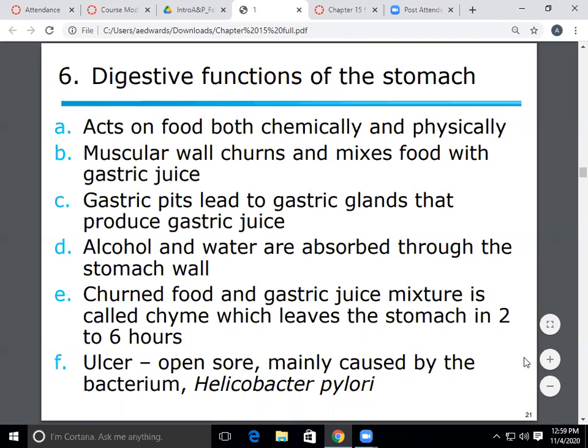All right, so ulcers, okay, this is a medical term related to the stomach. These are open sores in the stomach, and they're typically caused by a bacterium. That's the Helicobacter pylori. Okay, pylori should sound like that pylorus area, pyloric sphincter.